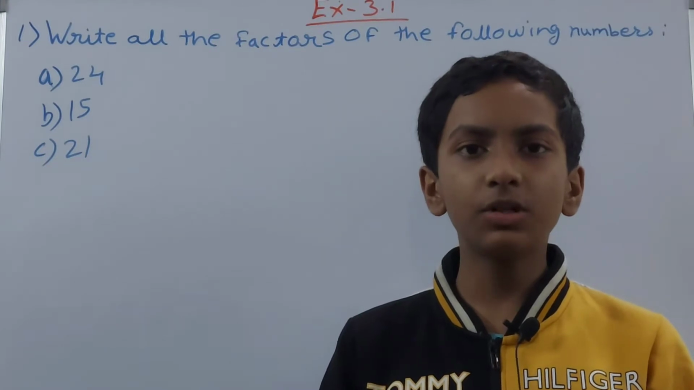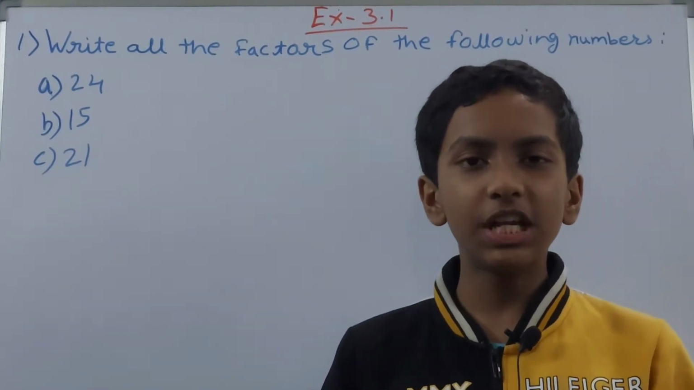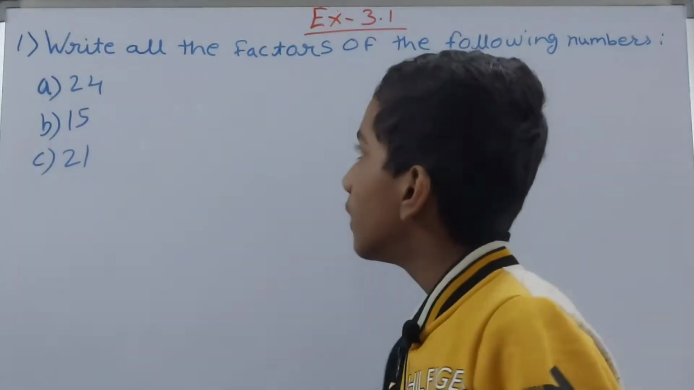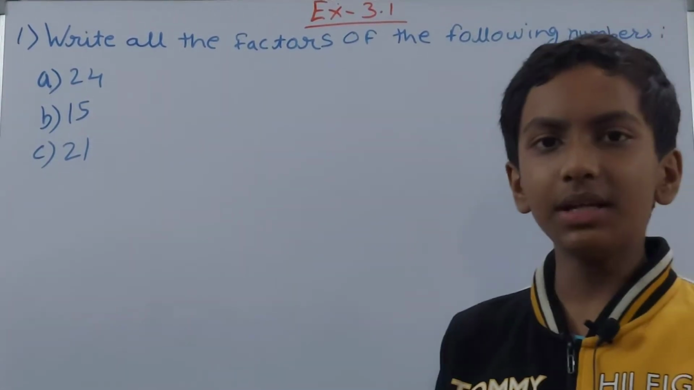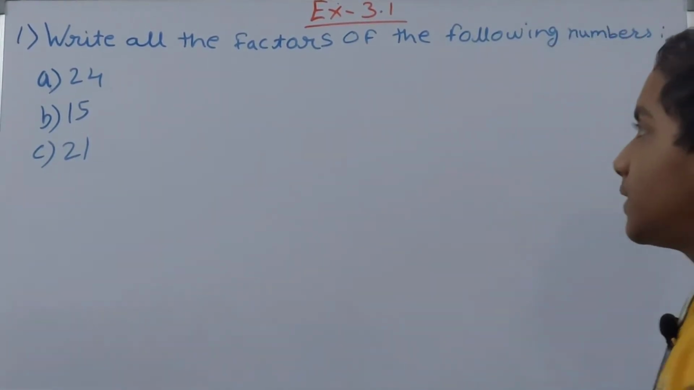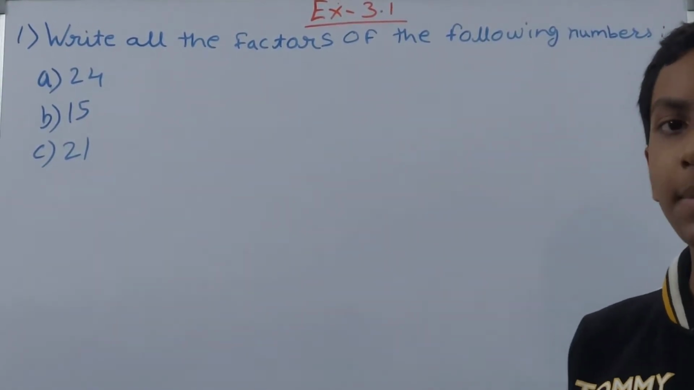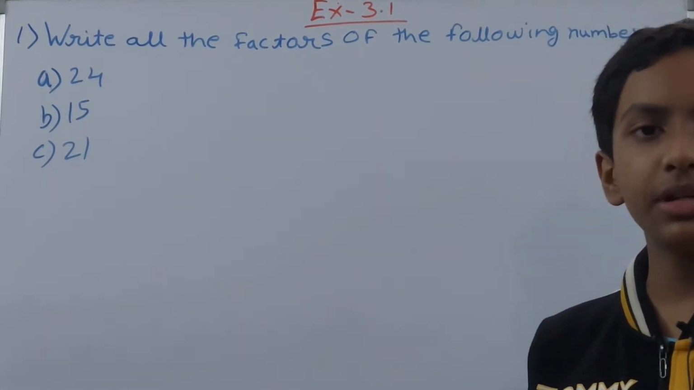In this video, we are going to solve NCERT Maths Class 6 Chapter 3 Playing with Numbers Exercise 3.1 Question 1. So, write all the factors of the following numbers. Some numbers are given, we need to write their factors, right? So, first up we have 24. Now, we need to find a number which will divide 24 completely without leaving any remainder.